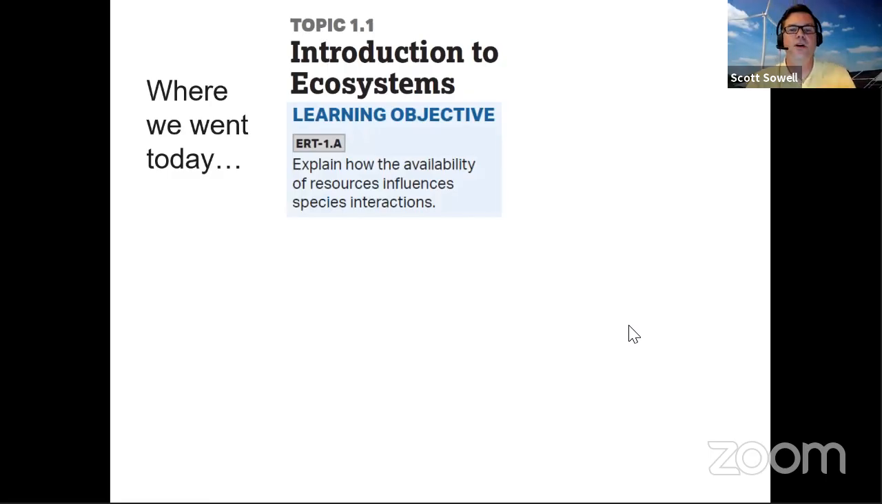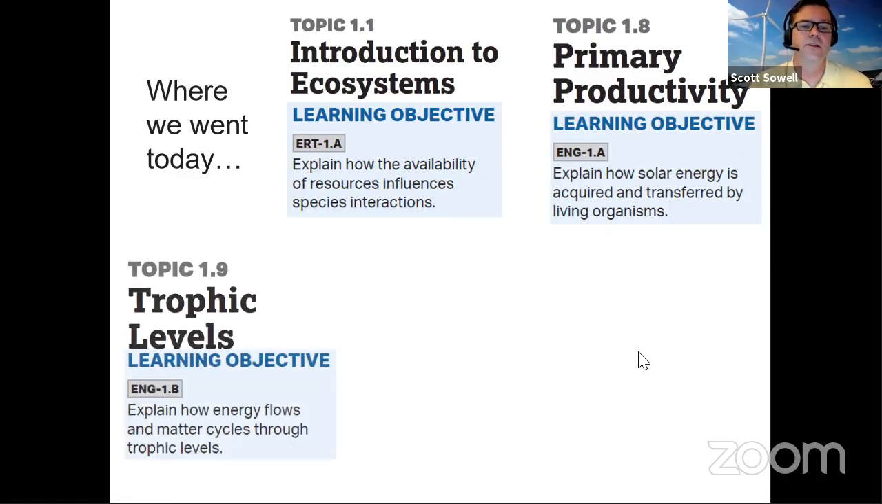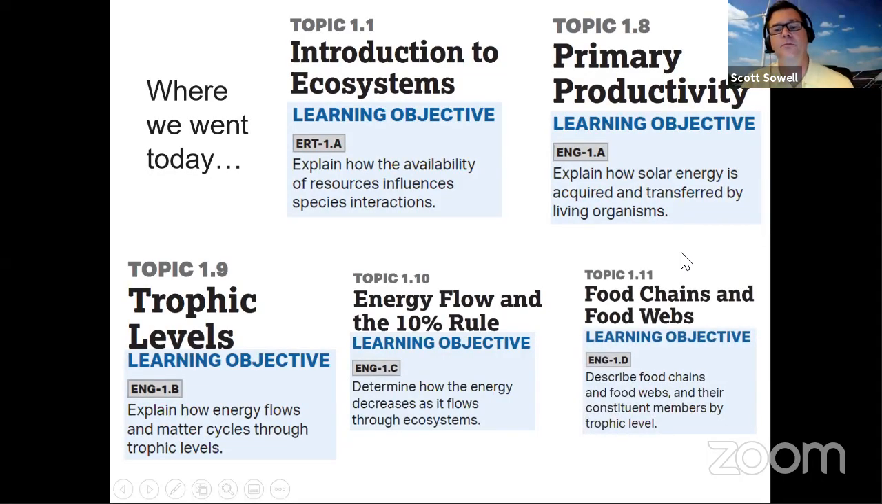All right, let's kind of see where we went today. So we started with how those resources, whether they're limited or not, really affect how species interact with each other. Then we jumped into primary productivity, NPP, and what it really means. Trophic levels, the trophic pyramid, and how that energy flow happens within that pyramid. And then we looked at food chains and food webs. There was a lot that I talked very quickly about.